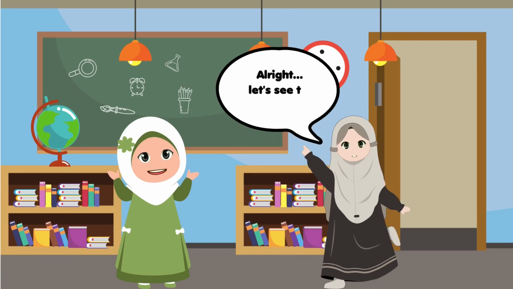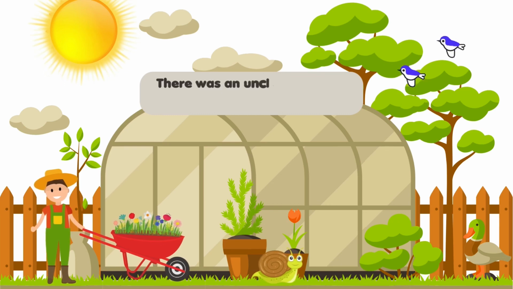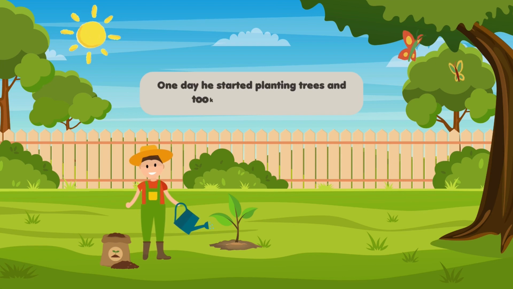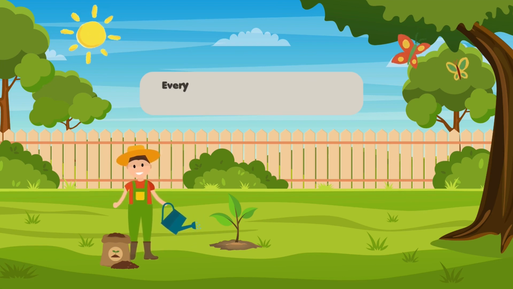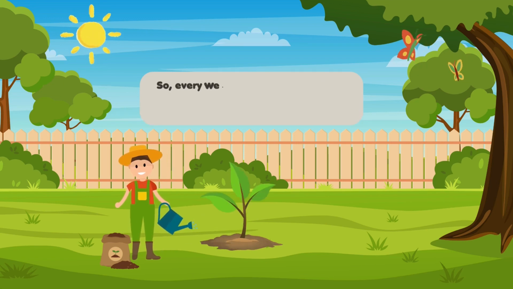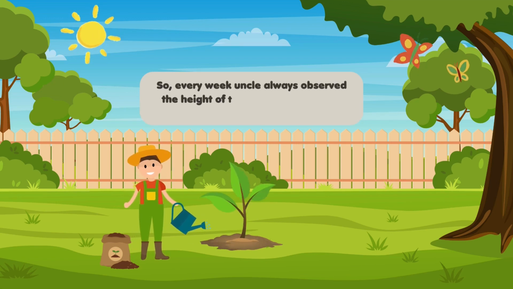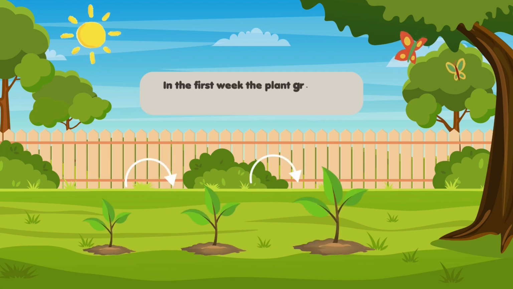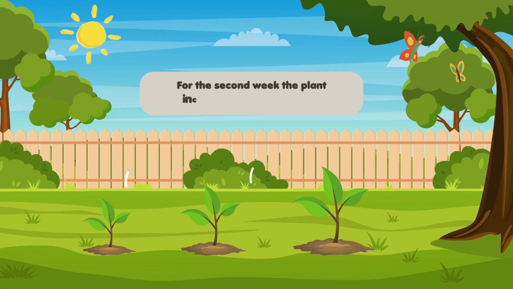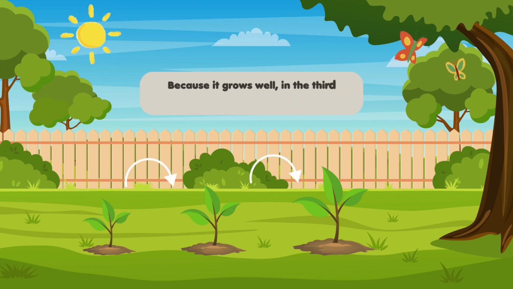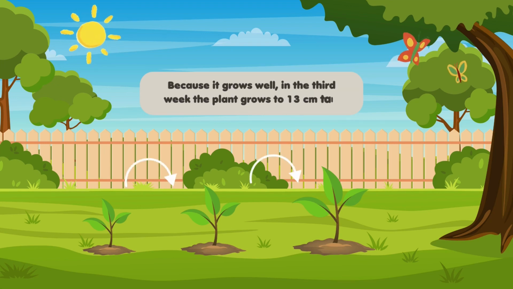Alright, let's see the application. There was an uncle named Ali who loved farming. One day, he started planting trees and took good care of them. Every day, Uncle always watered and fertilized his plants. Every week, Uncle observed the height of the development of his plants. In the first week, the plant had a height of 3 centimeters. For the second week, the plant increased in height to 8 centimeters. Because it grows well, in the third week, the plant grows to 13 centimeters tall.